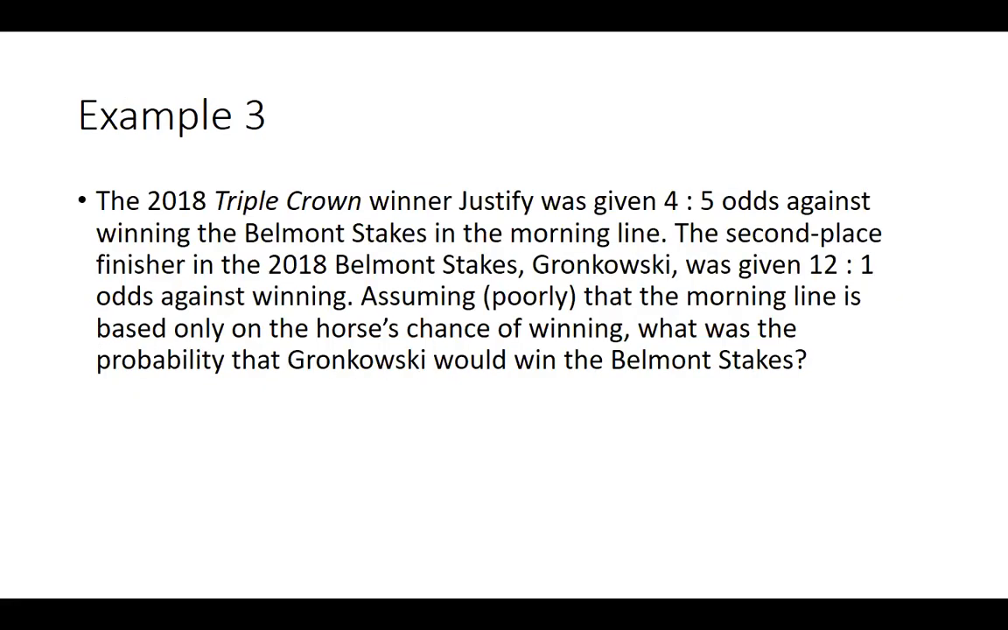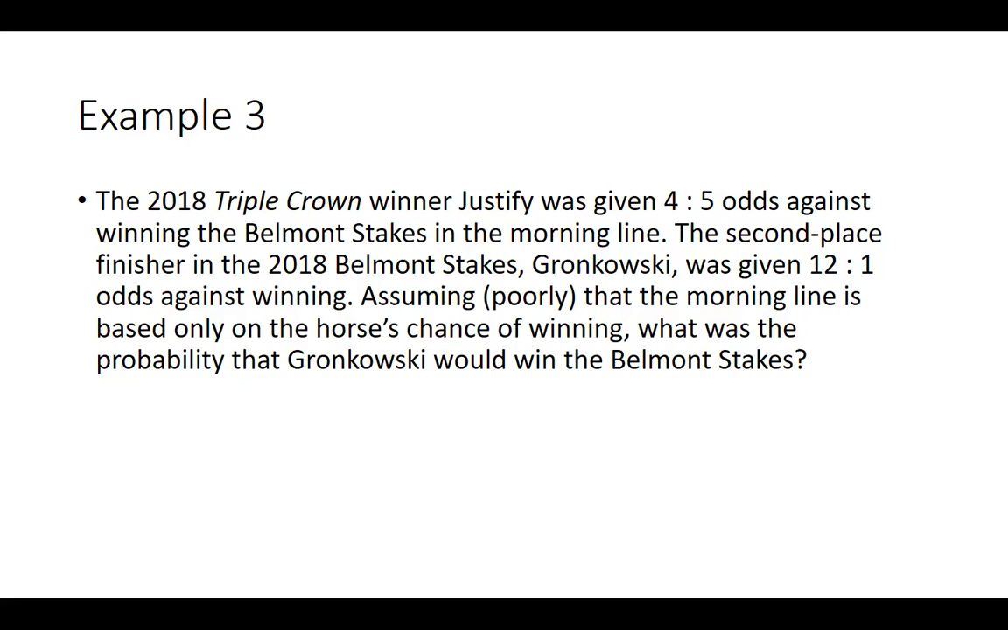Example 3. The 2018 Triple Crown winner Justify was given 4 to 5 odds against winning the Belmont Stakes in the morning line. The second place finisher in the 2018 Belmont Stakes, Gronkowski, was given 12 to 1 odds against winning. Assuming, poorly, that the morning line is based only on the horse's chance of winning, what was the probability that Gronkowski would win the Belmont Stakes?